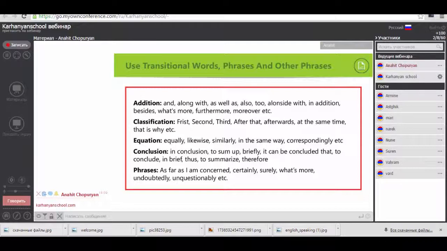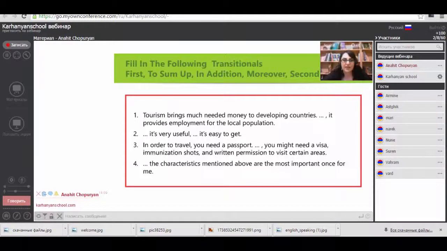And conclusion can be, in conclusion, to sum up briefly, it can be concluded that, to conclude, okay? And some phrases that can be really helpful: as far as I'm concerned, certainly, surely, what's more, undoubtedly, yes, unquestionably. These phrases can also help you a lot. Okay, so now let's read and see in what part, what transition you can put.